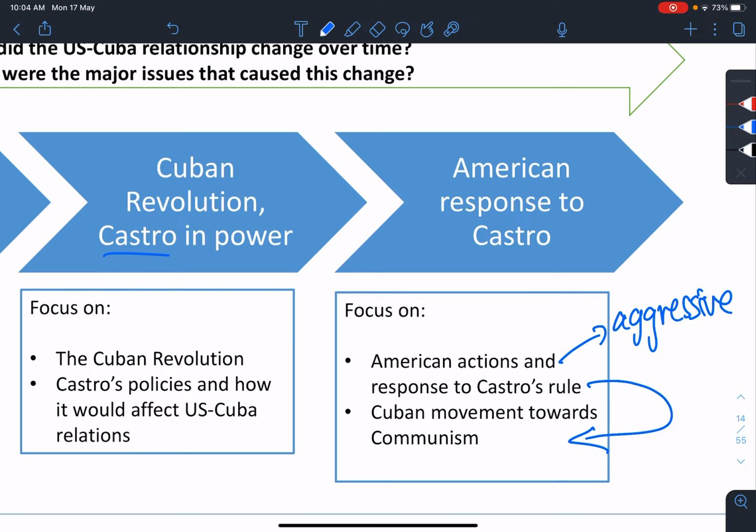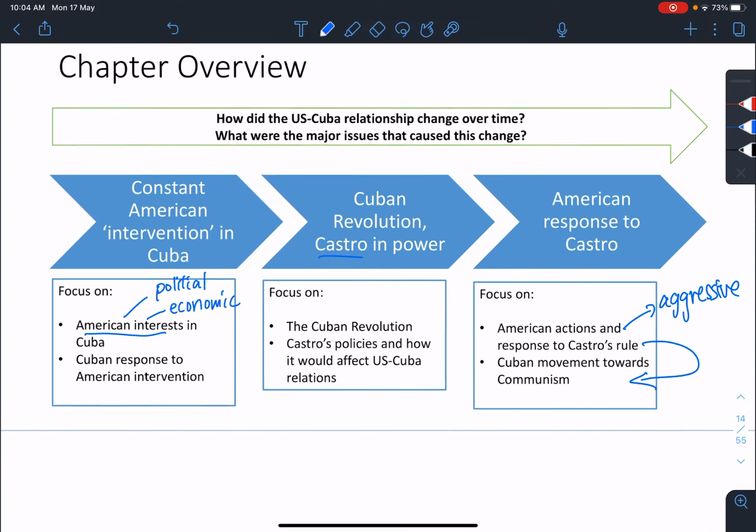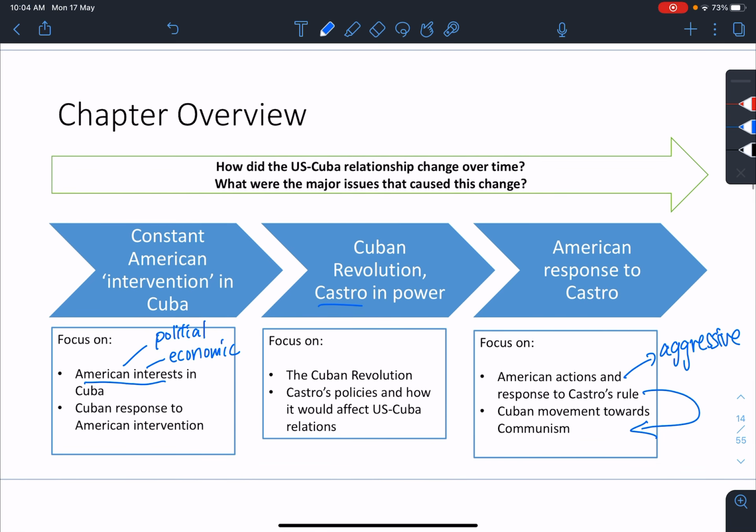I hope it gives you a broad overview of the whole chapter. Okay, so in the next few lessons, we will look at the content details of this chapter. Okay, right, stay tuned.